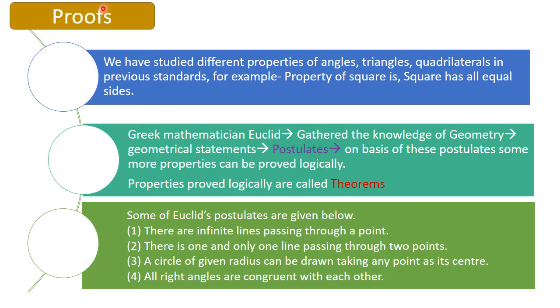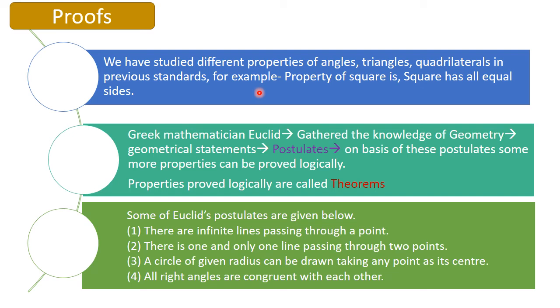Now let us learn about proofs. Now what is a proof? So we have studied different properties about angles, triangles, quadrilaterals in your previous standards, right? So for example, a simple property of a square can be that a square has all equal sides, right? In a rectangle, the opposite sides are equal. So these are properties of a square and a rectangle. So if anybody asks you how will you define a square, then what is its property? All the sides of a square have equal length. They are equal. And if somebody asks you what is a rectangle, then what will you say?